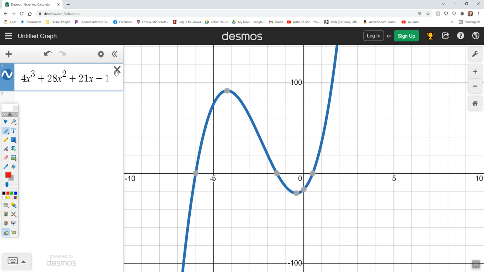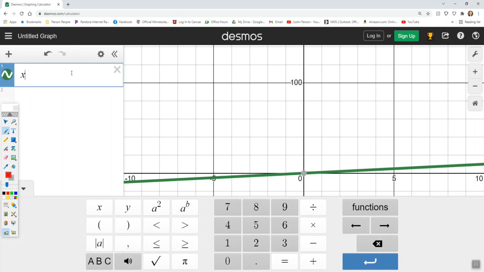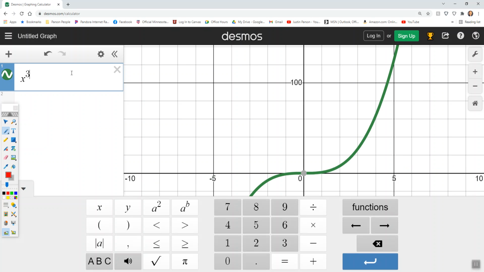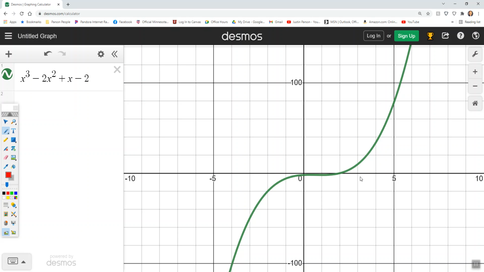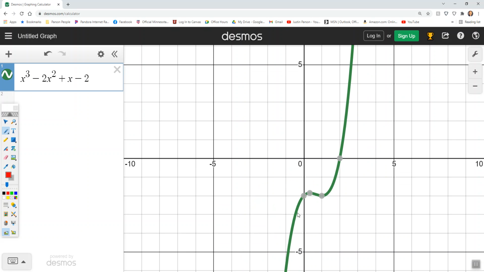Anybody want to read that function for me? x to the third minus 2x squared plus x minus 2. Whoa. Looks to me like this only has... I think you have to zoom in a little bit. Looks to me like it has only how many zeros, kids? 1 real zero, right? Okay.